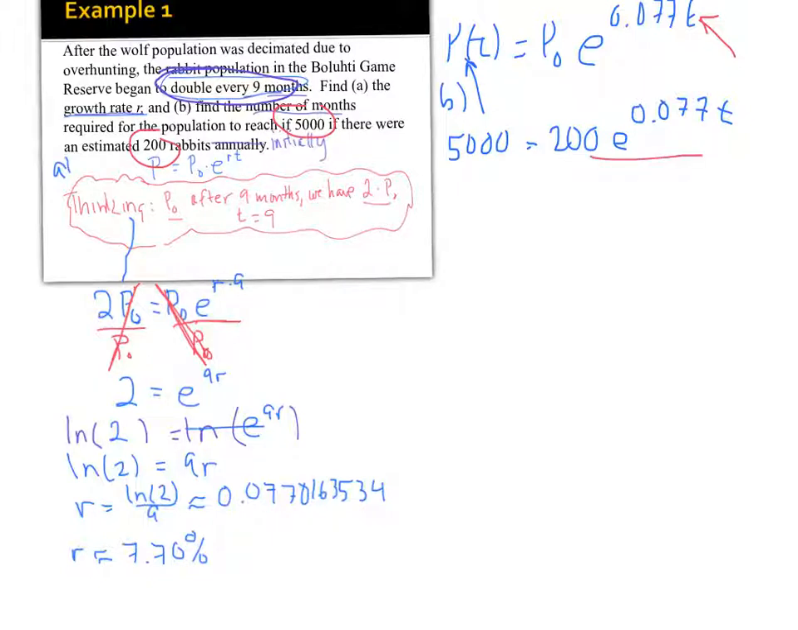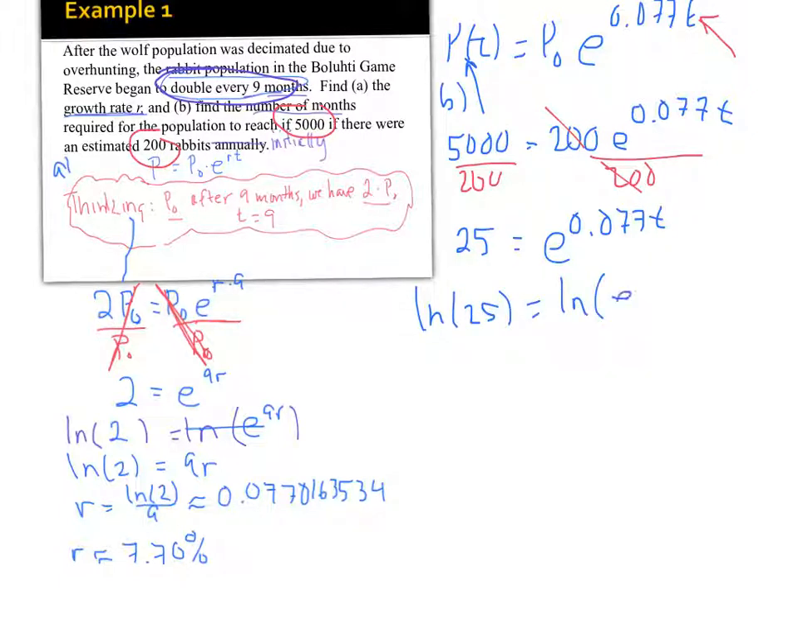We divide by 200 on both sides. This, if you want, you can put in your calculator, which is 25. And then again, we know that the easiest way to do these is to take the natural log. And the nice thing about the natural log with the e is that it cancels it. And so I'm left with natural log of 25 is equal to 0.077t.